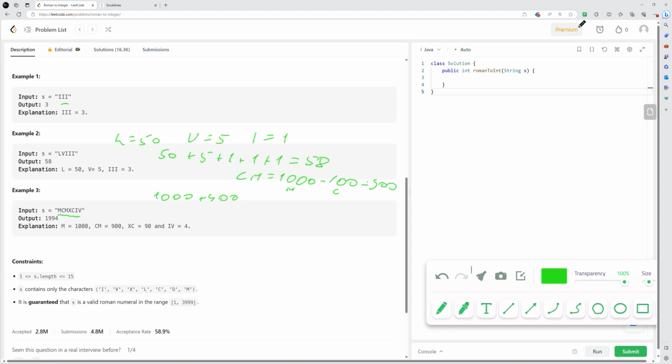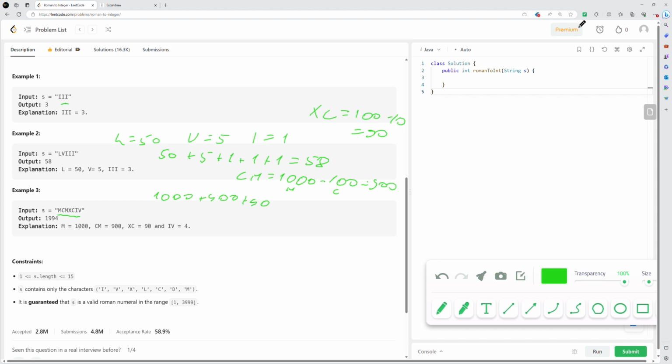Next we have X, but after that we have C. So XC is a valid subtraction. It's 100 minus 10, which is 90. So we will be adding 90.